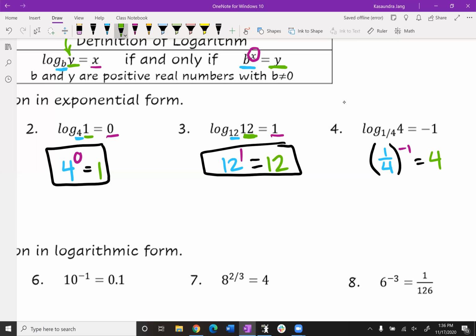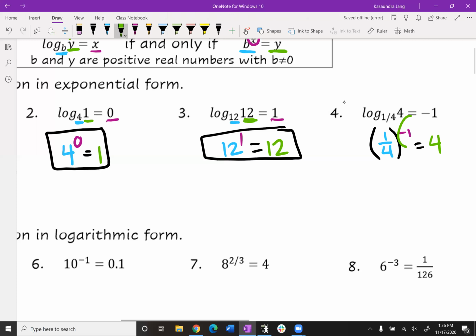Are you guys familiar with negative exponents? Yeah, what do negative exponents do? I'm familiar with them, but I don't know what they do. Okay, let's brush up on that real quick. Why is 1/4 raised to a -1? Why does that equal a nice pretty whole number? It gave me a +4 there.